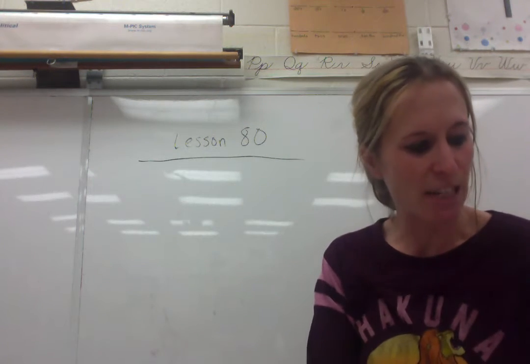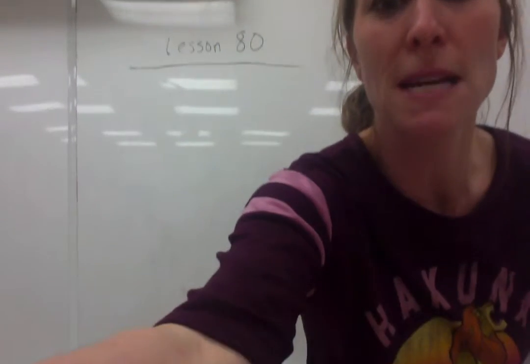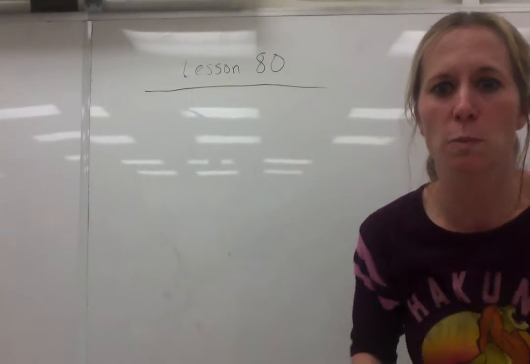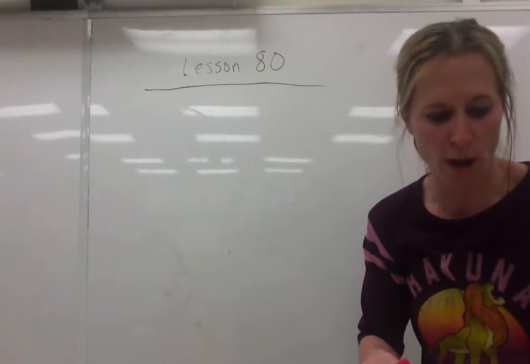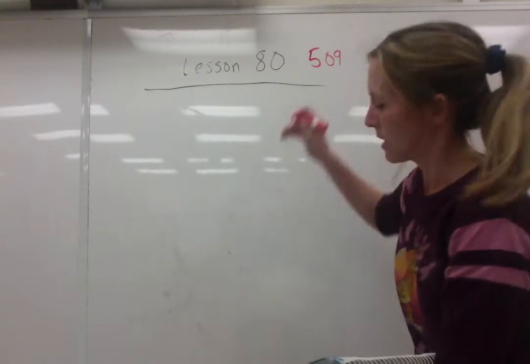Okay, lesson 80, division with zeros in 3-digit answers. So if you have a piece of paper handy or happen to have a dry erase board, it would be good to follow along. I'm on page 509 in your math book.